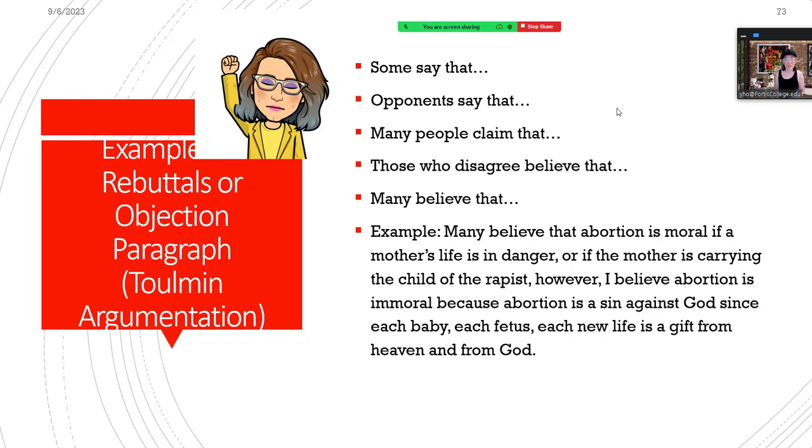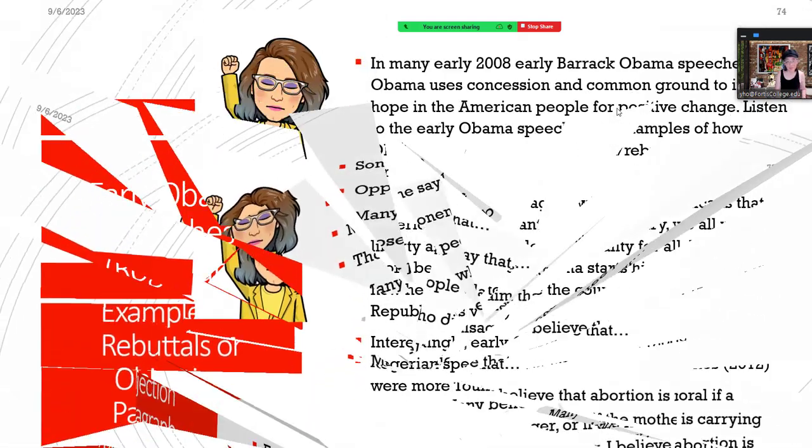Toulmin argumentation. So here, when you want to write your counter-argument, you want to write about what the other side thinks. You would say, many believe that abortion is moral if a mother's life is in danger, or if the mother is carrying the child of the rapist. And then you rebut with your argument. However, I believe abortion is immoral because abortion is a sin against God, since each baby, each fetus, each new life is a gift from heaven and from God.